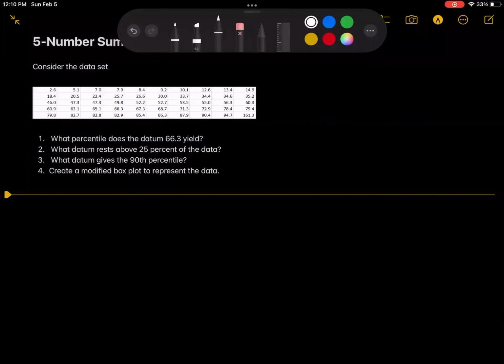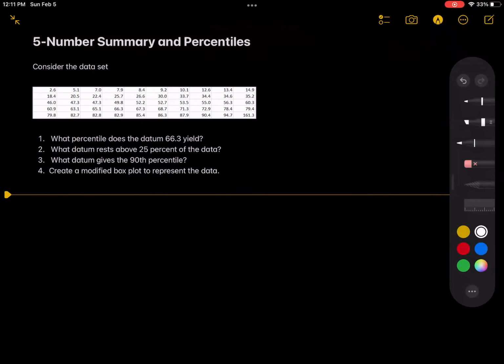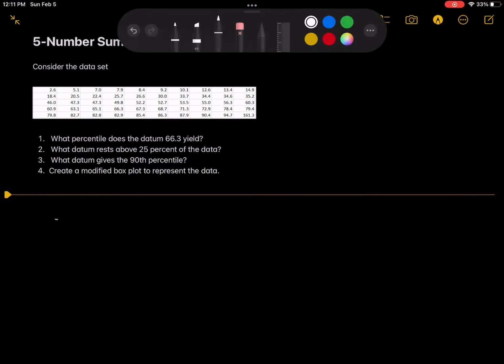All right, let's work on this problem. We want to give a 5-number summary and we want to work on some percentiles. So I have a data set here that contains 50 data points and they are in order. So that's going to make our job easier. They're in order going from left to right and then top down.